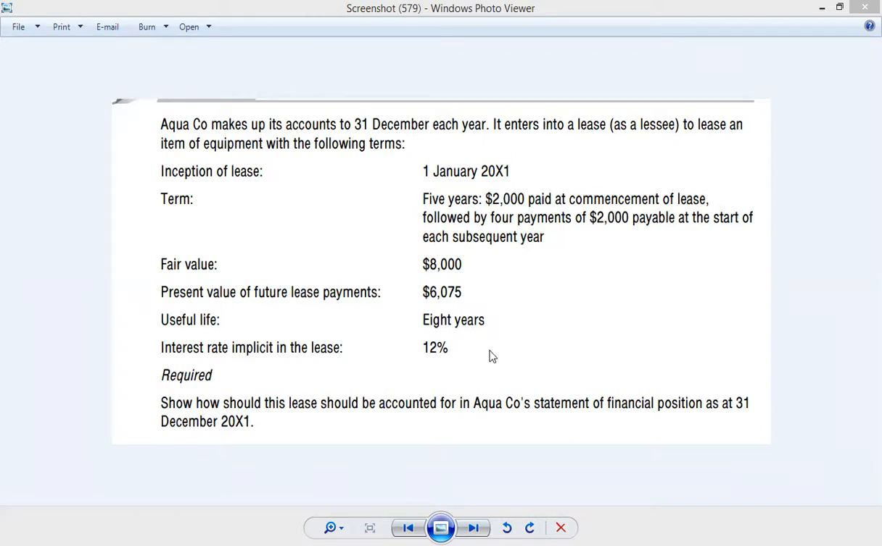Okay. So quickly calculate the total present value and let's see. Required: show how this lease should be accounted for in Aqua's statement of financial position as at 31st December 2000 X1. Normally they ask for the first year. But I like doing all, like the one that we saw. We provided for all the relevant years. Good. So let's see.